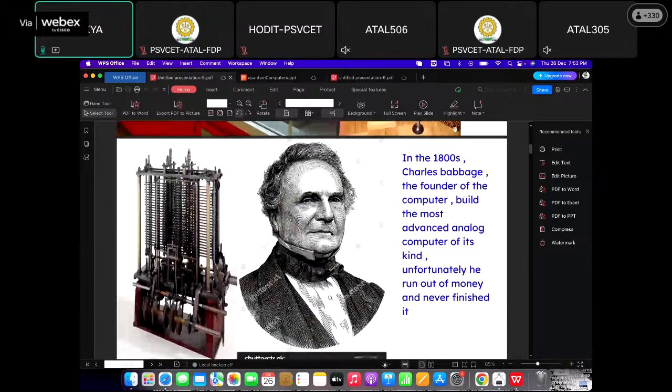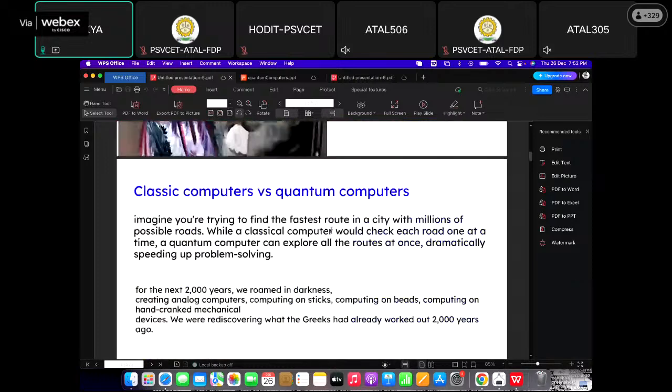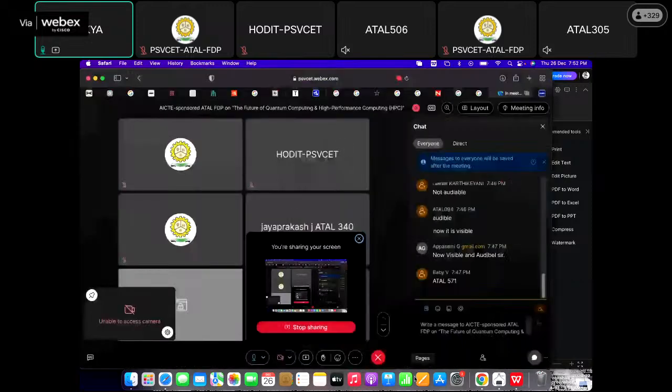Then, what is the difference between classic computers and quantum computers? I repeat once again. What is the difference between analog computers and classic computers?